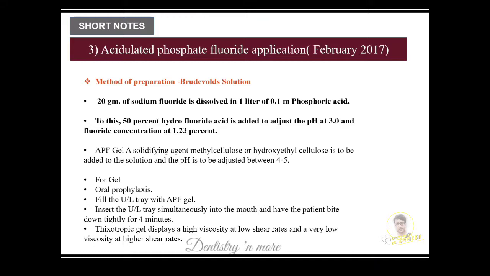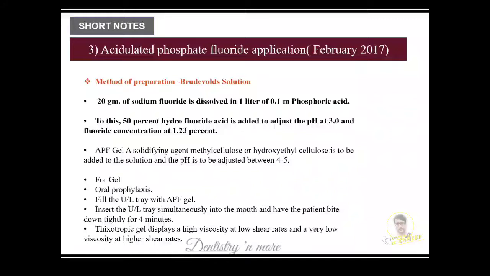In short notes, the APF application. So Brudevold solution. So 20 gram of sodium fluoride is dissolved in 1 liter of 0.1 M phosphoric acid. Then we add 50% hydrofluoric acid. Then adjust the pH to 3 and fluoride concentration 1.23. So it can be used as a gel when we adjust the pH to 4 to 5. So similarly, we need to apply it for 4 minutes.